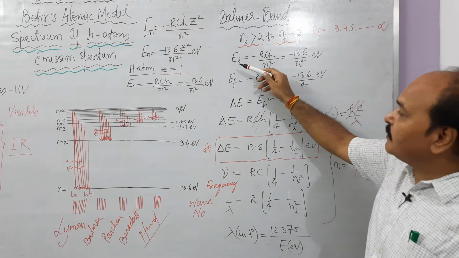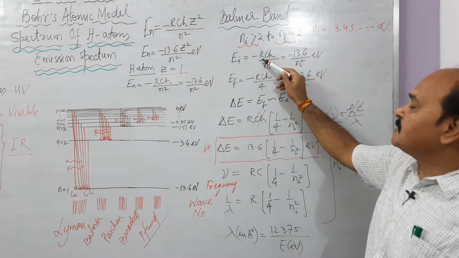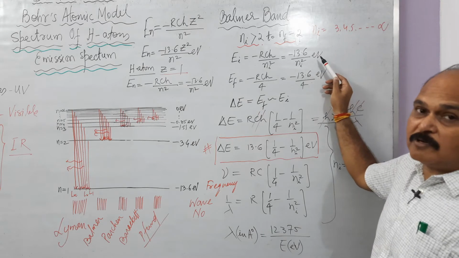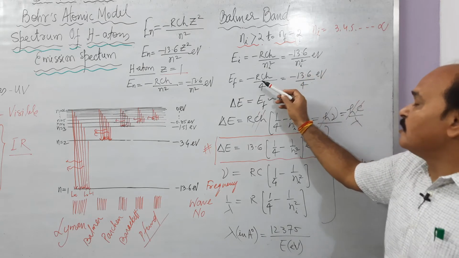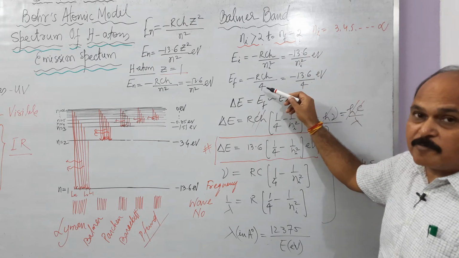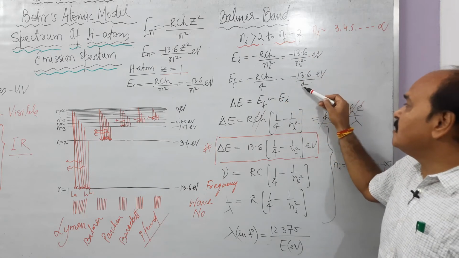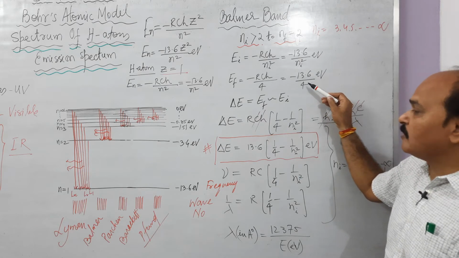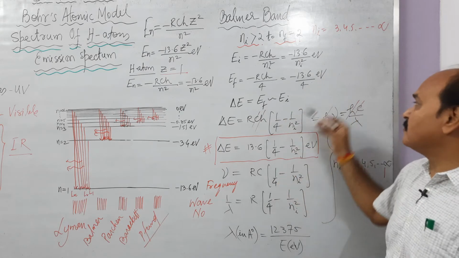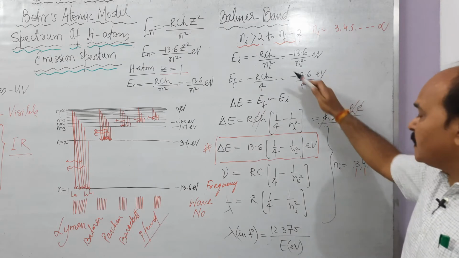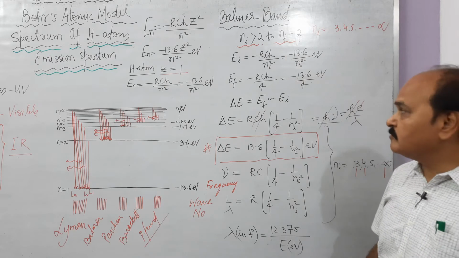What is the energy of the initial state? That is minus RCH upon Ni square, or minus 13.6 upon Ni square in electron volt. And the energy of the final state is what? Minus RCH upon 2 square. 2 square is 4. Or minus 13.6 upon 2 square, that is minus 13.6 upon 4, which is minus 3.4. We are not writing it as minus 3.4 because we are writing the result in generalized form.